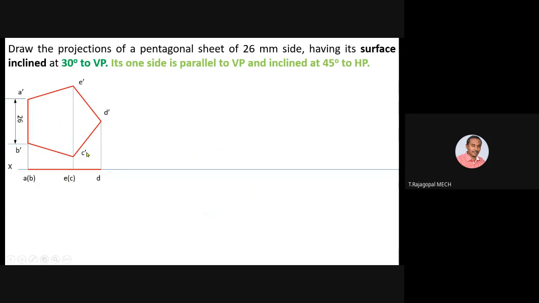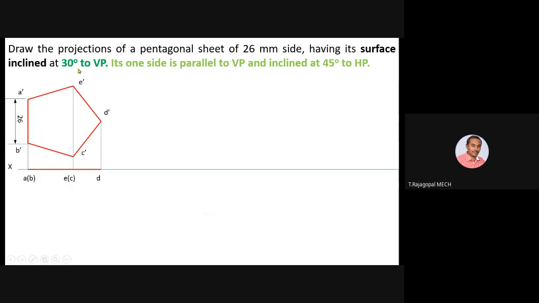Step number 1 is the front view of the pentagon. Step number 2 is the top view of the pentagon. So with this, we can proceed to stage 2. This is the simple position. Now we are going to change the position so that the surface is inclined at 30 degrees to VP.